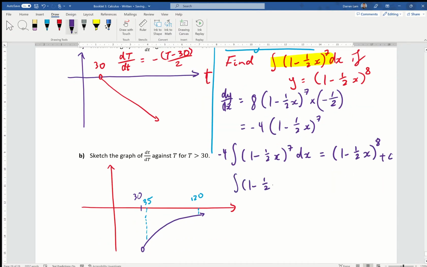The integral of 1 minus half x to the power of 7 dx equals, and I'm going to divide everything by negative 4, so that becomes negative 1 over 4, 1 minus half x to the power of 8. And instead of having to write minus c over 4, I'm just going to write plus c1, because we don't know what c is. So I'm going to write c1, it's a different value.